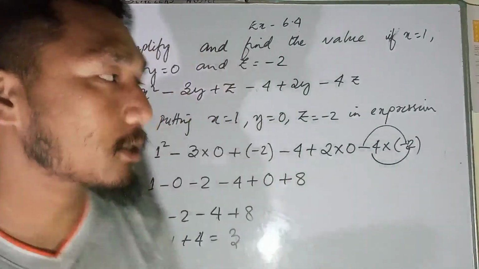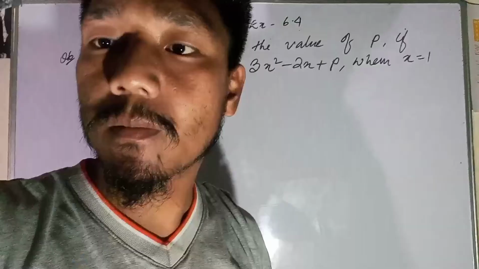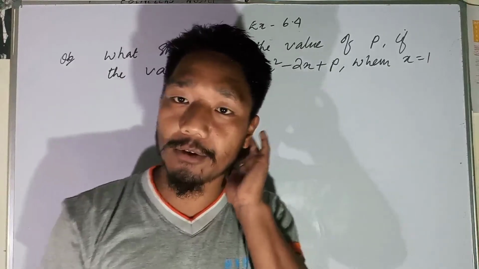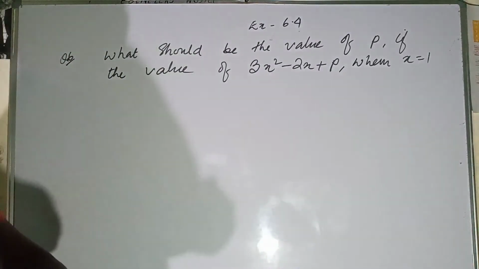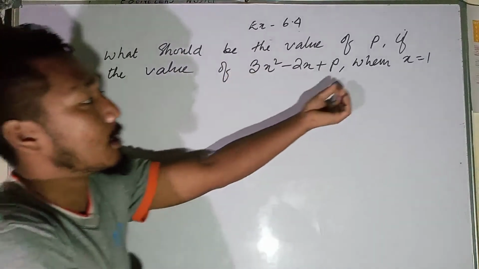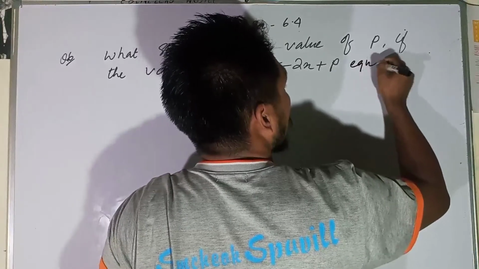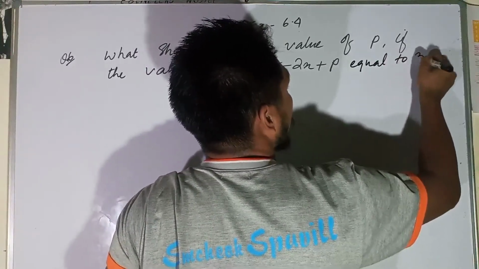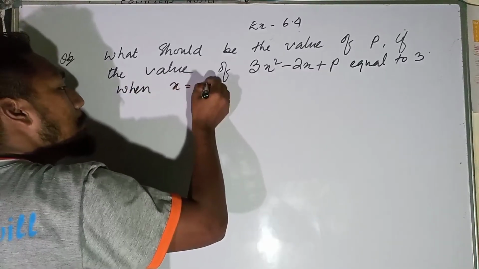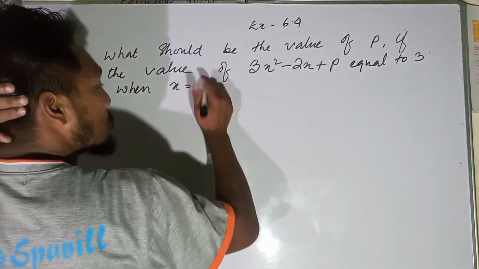Okay, next we have one more question, that is question number 6. So here read the question carefully. Here you see what is it? What should be the value of p if the value of this is equal to 3 when x is equal to minus 1, I think. Okay, sorry, it is not minus 1, it is 1.